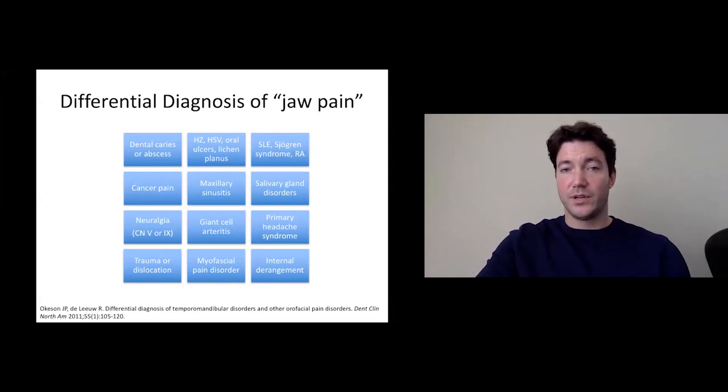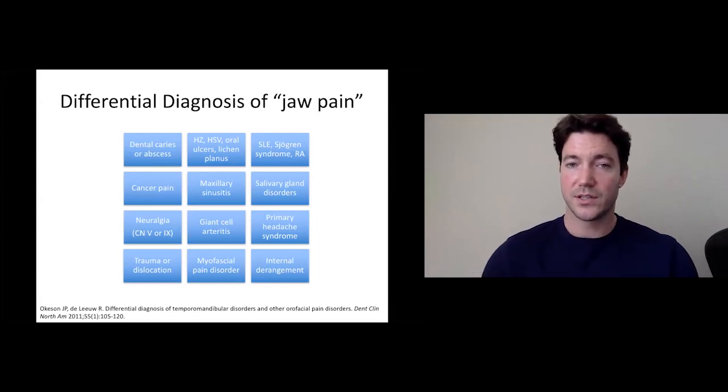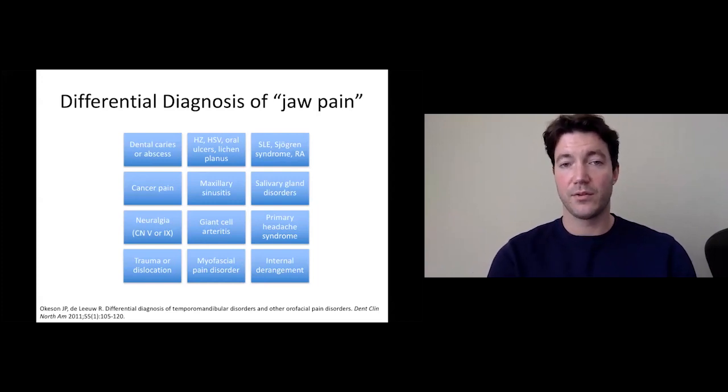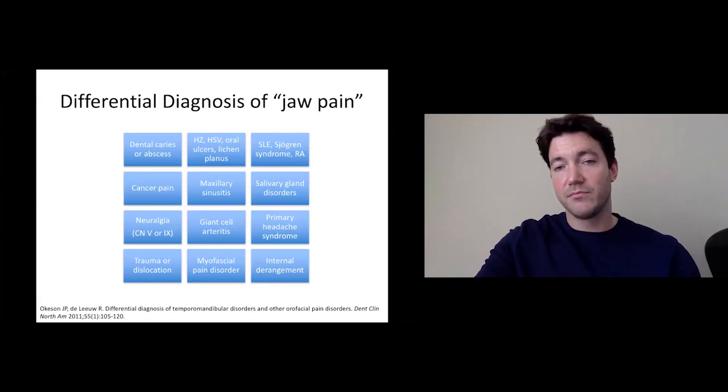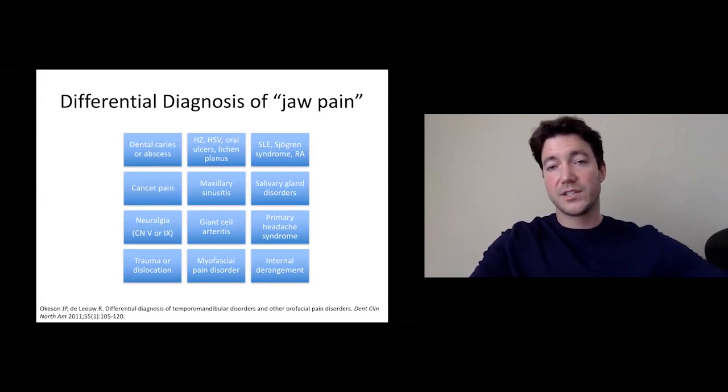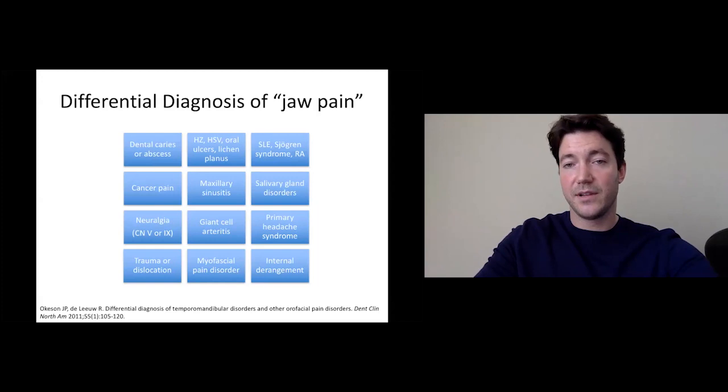If you take a look in the mouth, look for lesions. You can have herpes zoster in older patients. You can have herpes simplex lesions in the mouth, oral ulcers, traumatic ulcers, or others like implantitis. All of these things can be causing discomfort in the mouth, which can be radiating to the jaw joints or to the muscles in that area, and you wouldn't want to miss it.